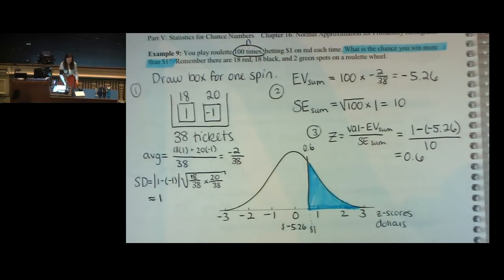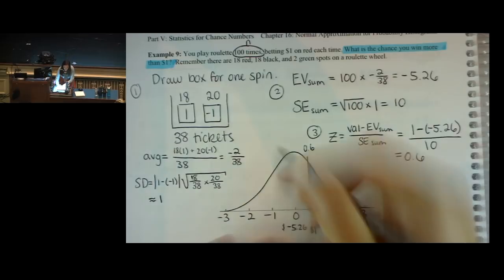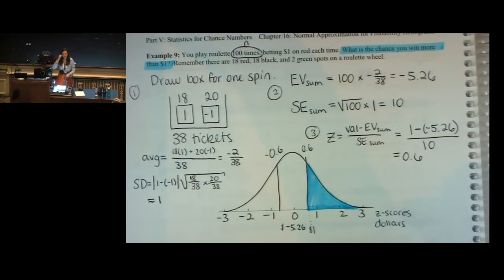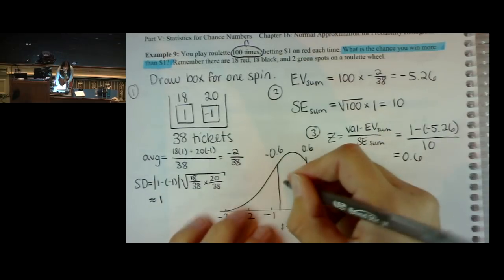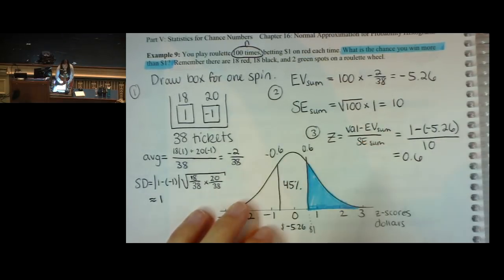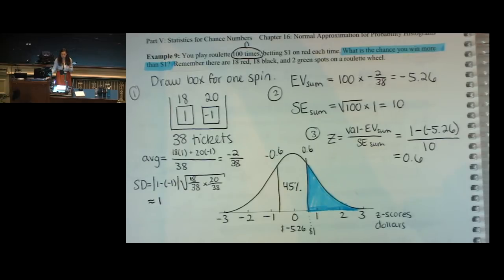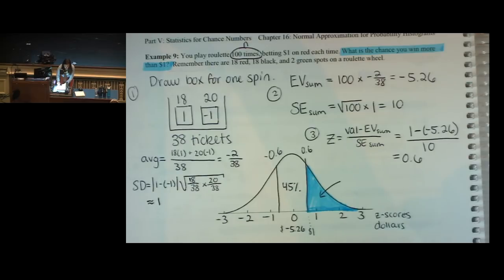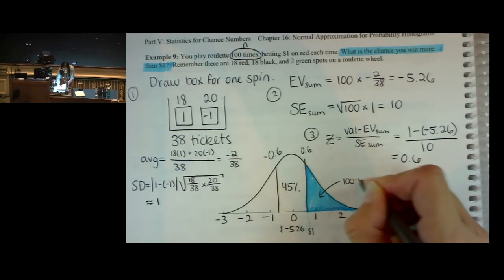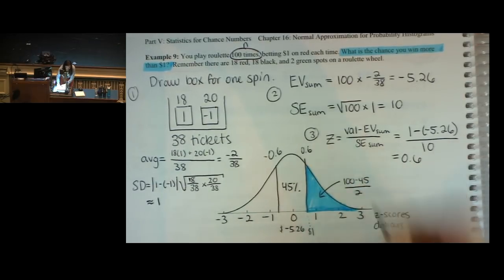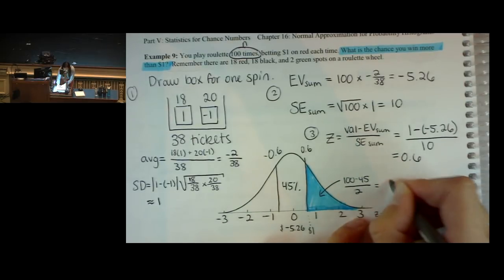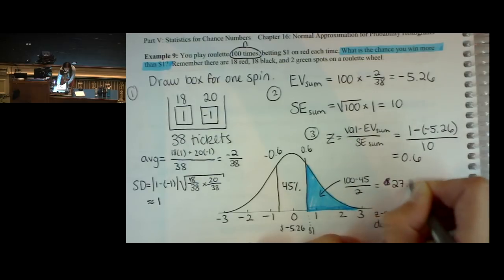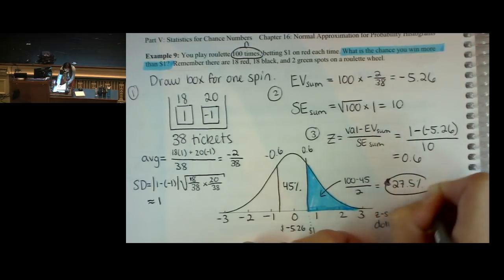So now, to find this, I'm going to have to look up 0.6, right, to get my middle area. That ends up being 45% in the middle. So then the chance that I win more than $1 is, let's see, 100 minus 45 divided by 2. And I get 27.5%.